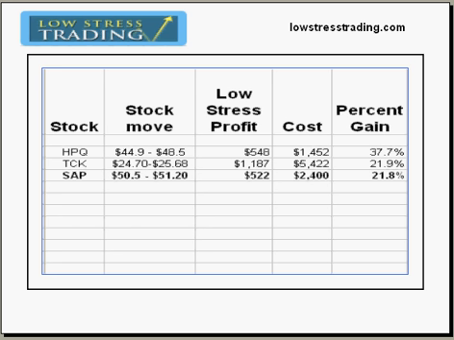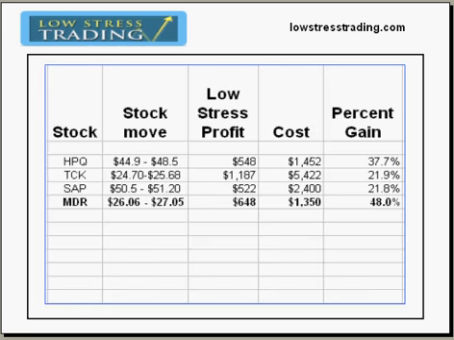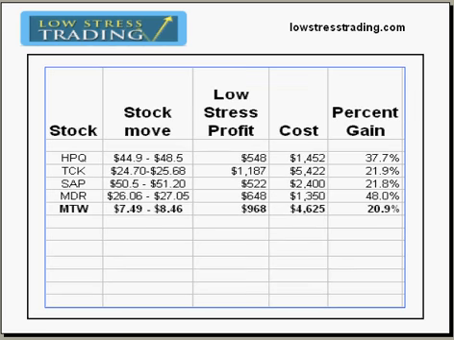Our third stock moved a mere 70 cents from our entry. We were a little late in getting in on this one, but we still earned 20% on its small move. McDermott International, MDR, gave us a very large gain of 48% on a move of only 99 cents. On Manitowoc, we gained almost 21% from another small move.